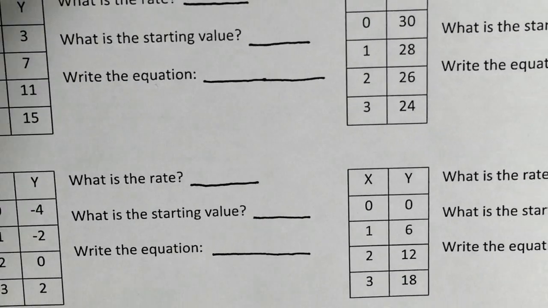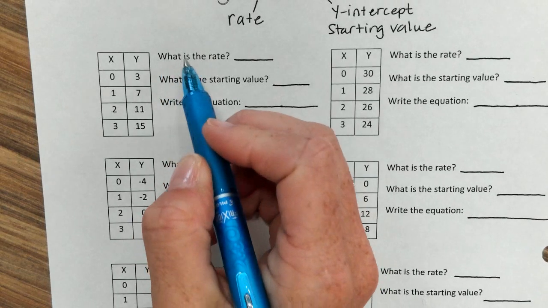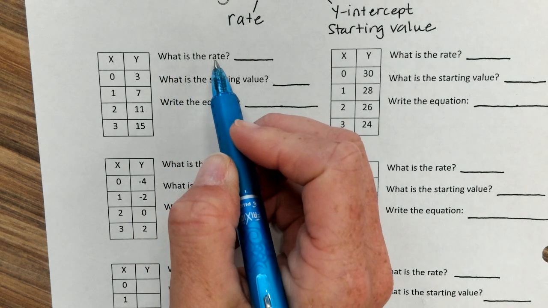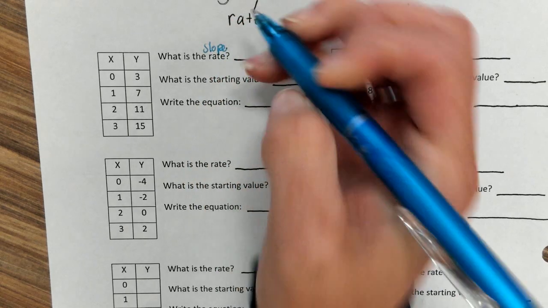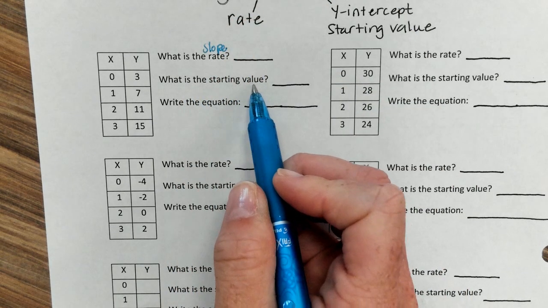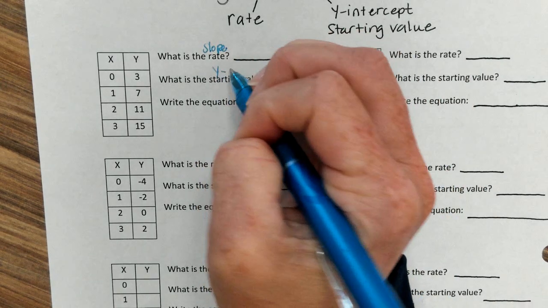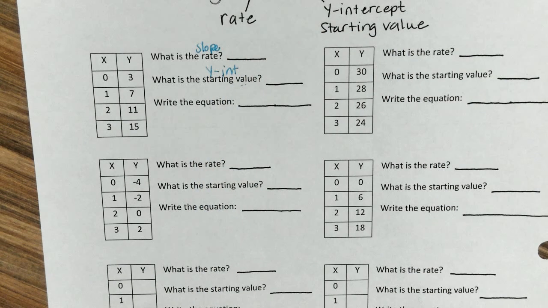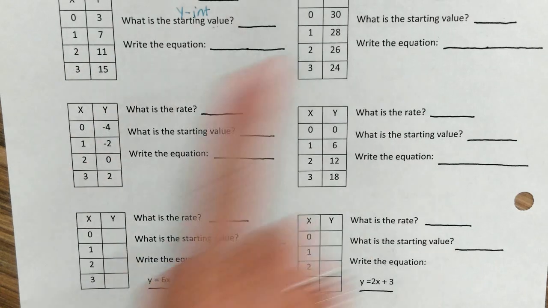On the back, you're going to be given tables. When it says, what is the rate, what is it actually asking for? The slope. And when it says, what is the starting value, what is that asking for? The Y-intercept. And then it says, write the equation. So once you have your slope and your Y-intercept, you write it in Y equals mx plus b form. Yes? Yep.